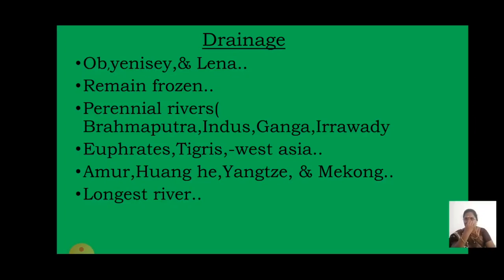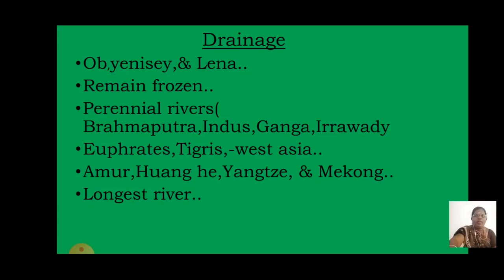The Euphrates and Tigris flow in West Asia, the west side. The Amur, Huanghe, Yangtze and Mekong rivers flow in the south and southeastern parts of Asia. Yangtze is the longest river in Asia. Which is the longest river in Asia? Yangtze, Y-A-N-G-T-Z-E. Yangtze is the longest river in Asia.